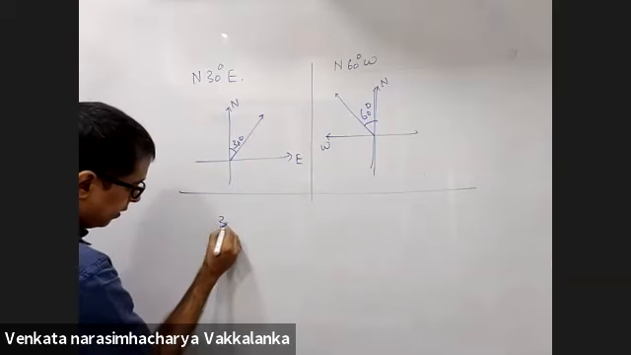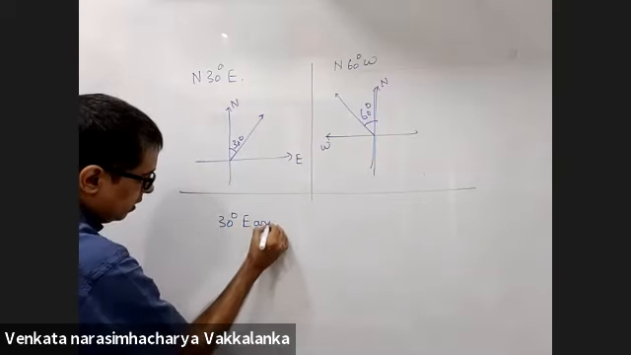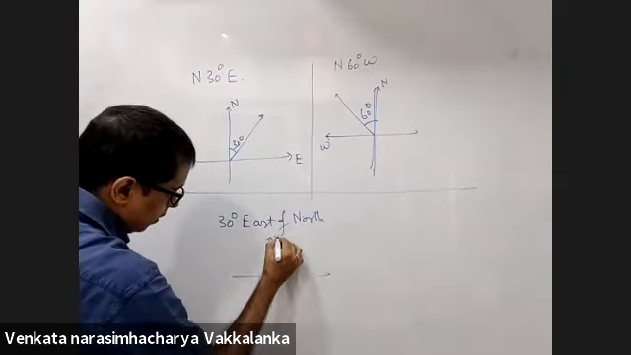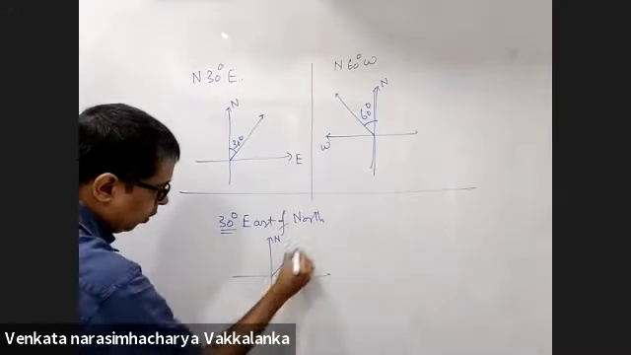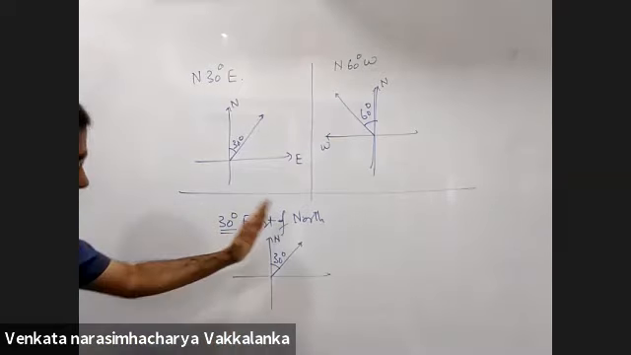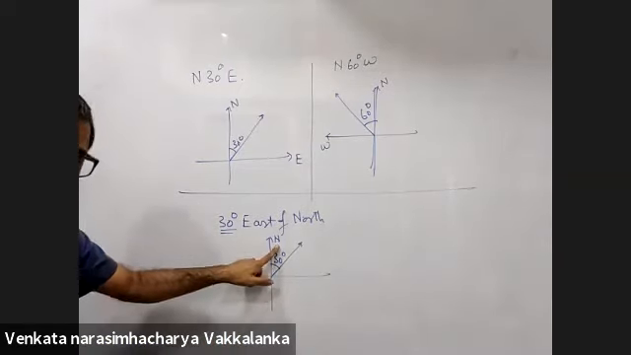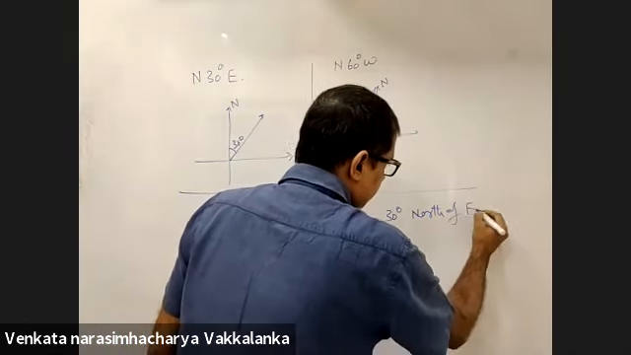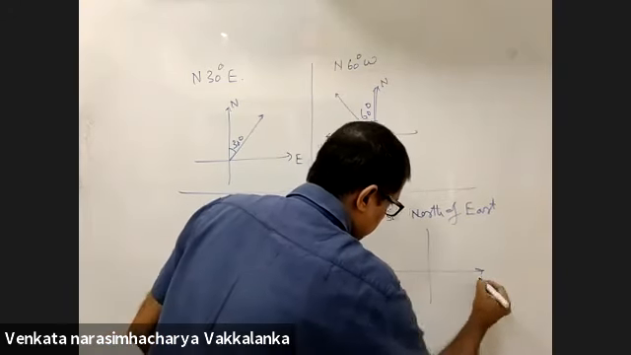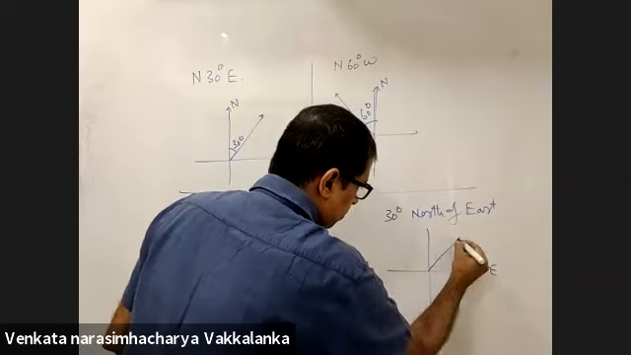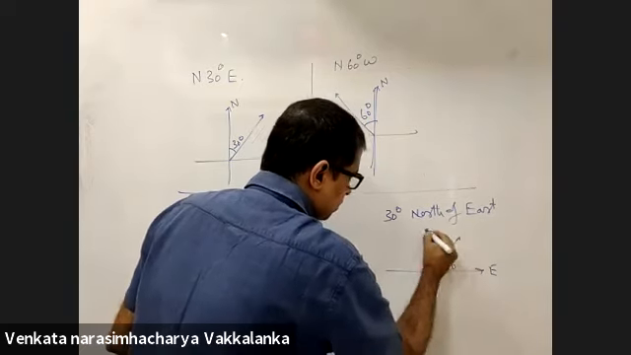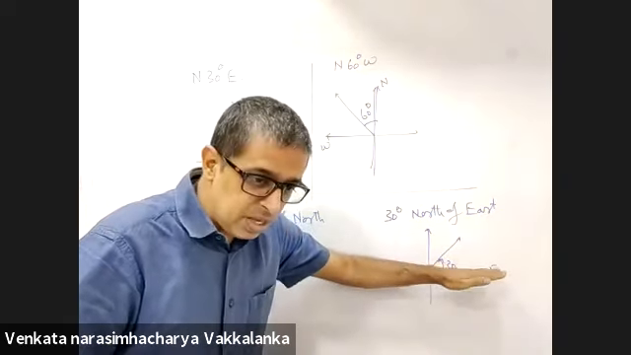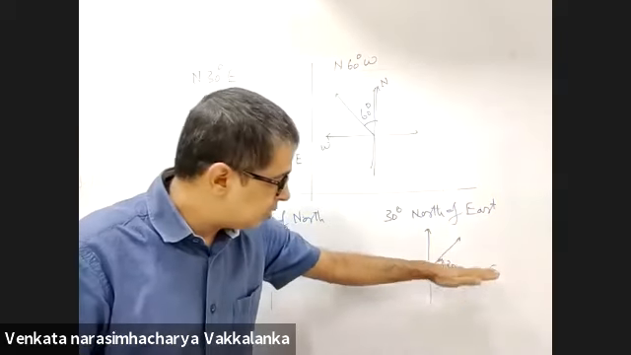Suppose I say 30 degrees east of north. It will be north, the same, right? You are going by 30 degrees east of north. 30 degrees north of east: from east, 30 degrees towards north. From east, you are going by 30 degrees towards north. 30 degrees north of east. From east, you will turn by 30 degrees. Right?